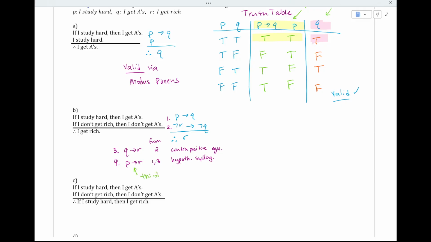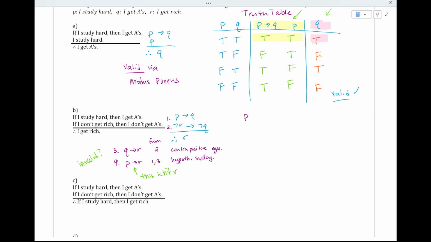So this isn't R. And I'm trying to think about how can I isolate and just get R. And I'm not sure that I can. So I'm thinking this one might be invalid. So I'm going to put a little invalid over here with a question mark. And let's look at the truth table and see if we can find any rows where this one is invalid.